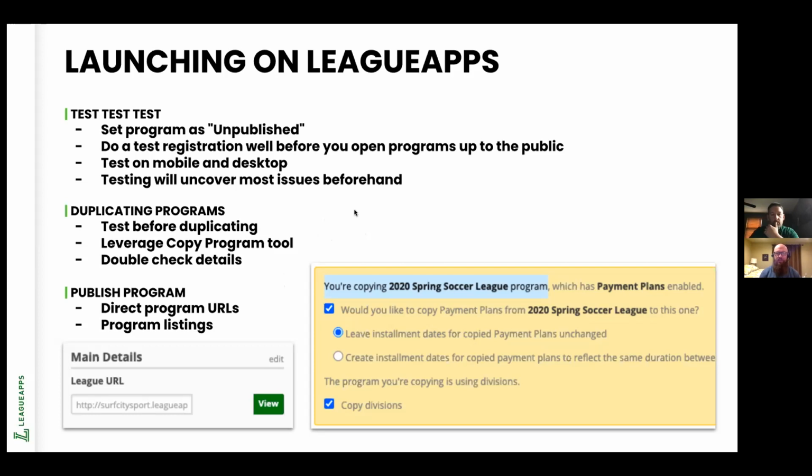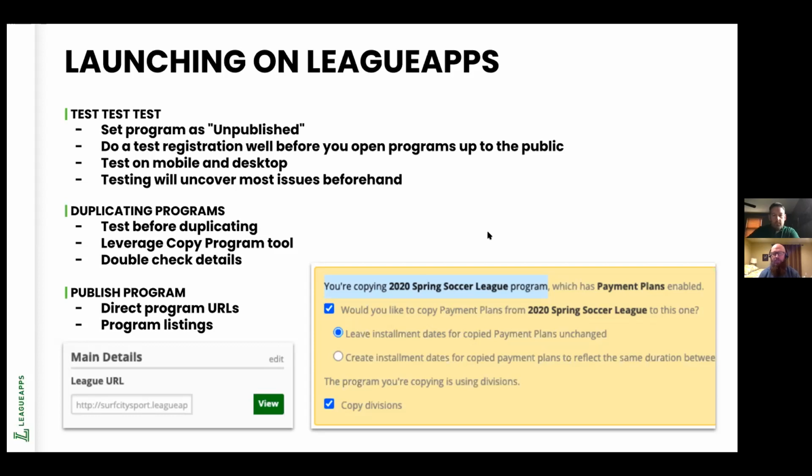And then once you're done with all that, you publish the program. You have direct program URLs in League Apps where you can put that registration link behind a button on your website. We also have program listings. So for example, you have your site id.leagueapps.com/leagues, stuff like that, that'll list all of your upcoming programs and they update automatically. So you do have a lot of flexibility in publishing your programs.